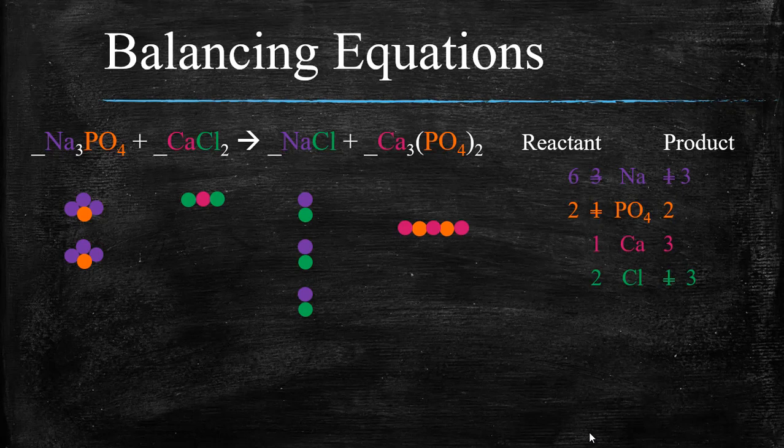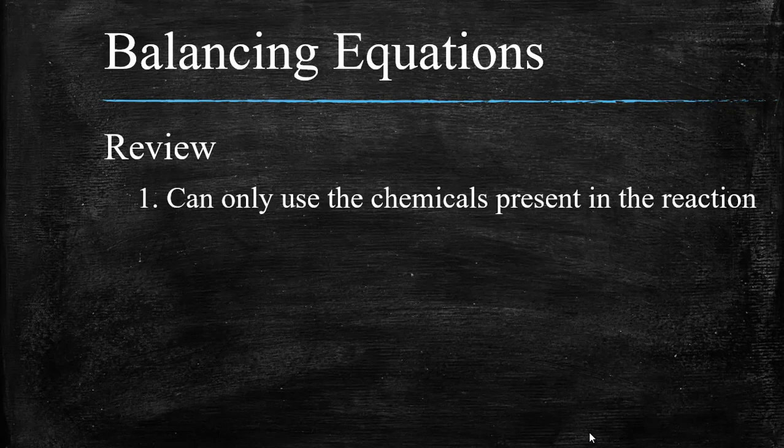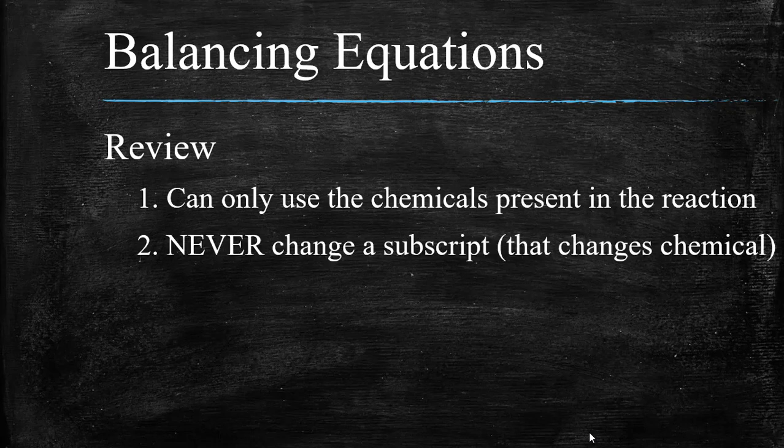The phosphate is balanced. I add 2 more calciums, so now I have 3 calcium chlorides, which means I have 3 calciums and now 6 chlorides on the reactant side. I add 3 more sodium chlorides to the product side, and I now have 6 sodiums and 6 chlorides. And once again, I end up with the same reaction, the same coefficients. I'm balanced.